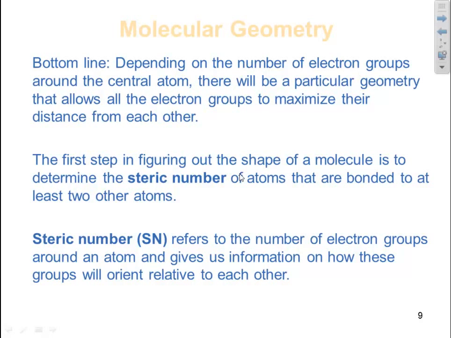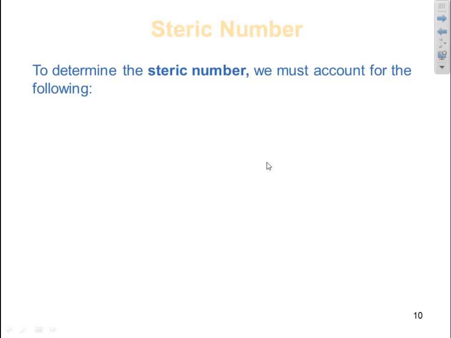The first step in figuring out the shape of a molecule is to determine the steric number of atoms that are bonded to at least two other atoms. Steric number refers to the number of electron groups around an atom and gives us information on how these groups will orient relative to each other. To determine the steric number, we must account for the following.